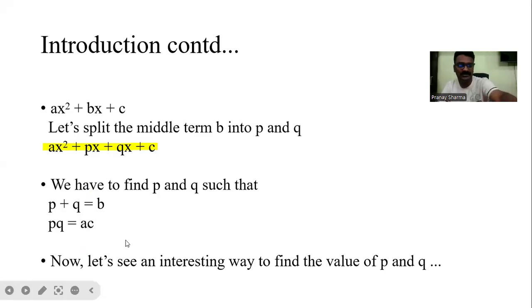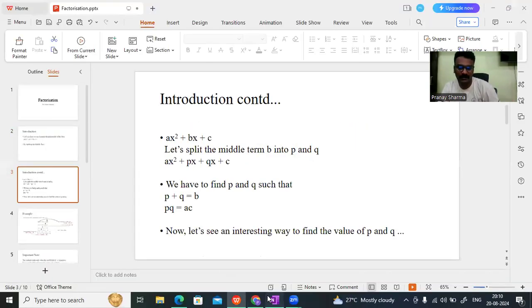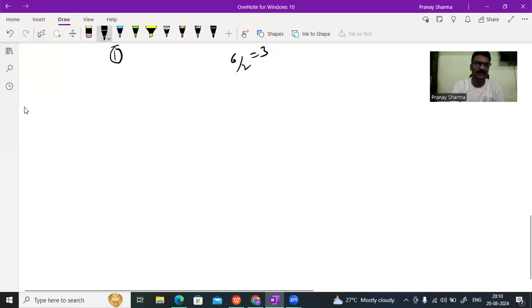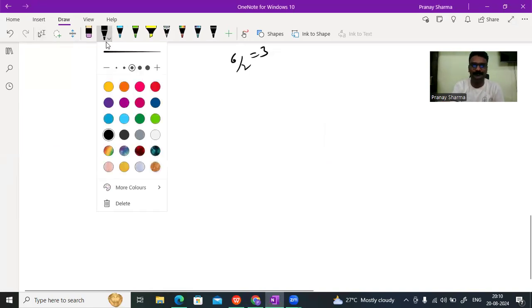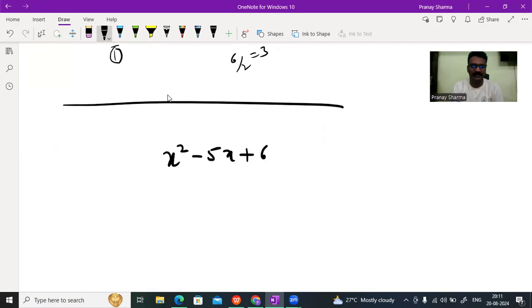Let us quickly jump back to our whiteboard. So let us take an example. The example is, let us say, x square minus 5x plus 6. This is something that we'll be considering as p of x. We need to factorize it using splitting the middle term.